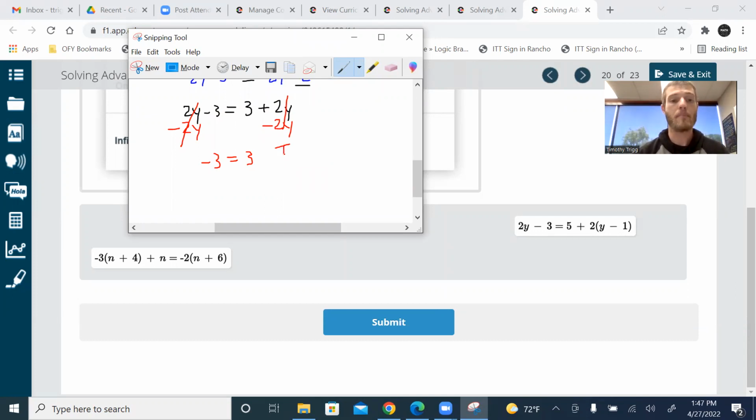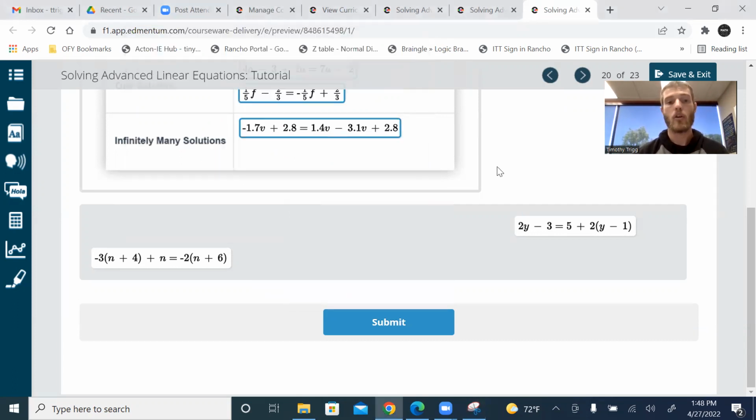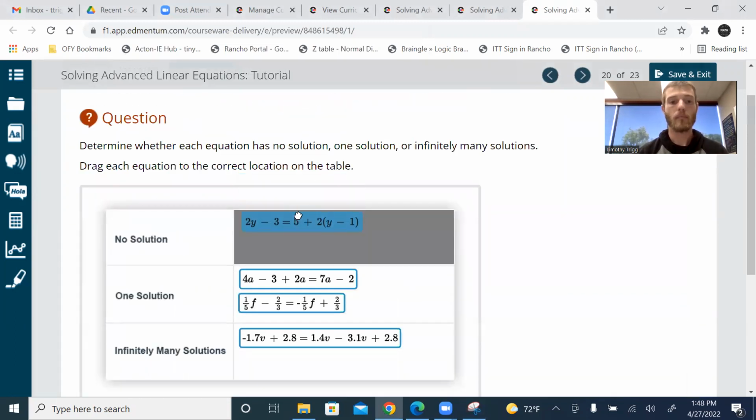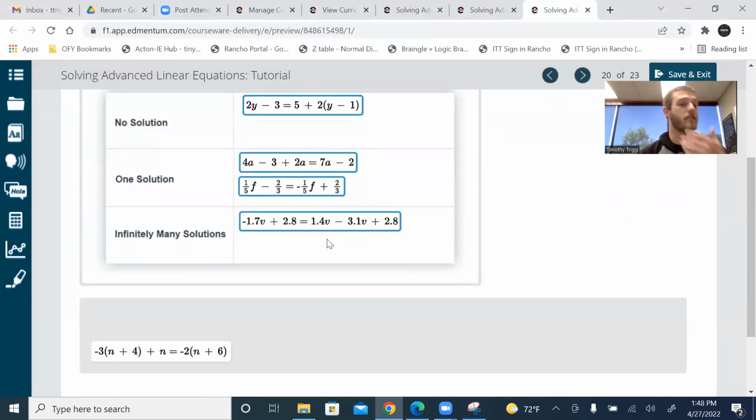But am I left with a true statement or a false statement? Well, this is a false statement, isn't it? Negative 3 equals 3. Well, that's false. These are not equal. So if you end up with something that's a false statement, that means you have no solutions. Okay, no solution. So again, as a reminder, if you end up with something that's always true, like 3 equals 3, then that's infinitely many solutions. But if you end up with something that's not true, like 3 equals negative 3, that's no solution. Okay, last one.